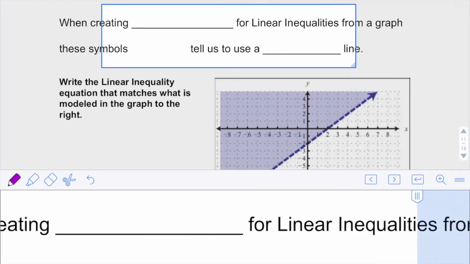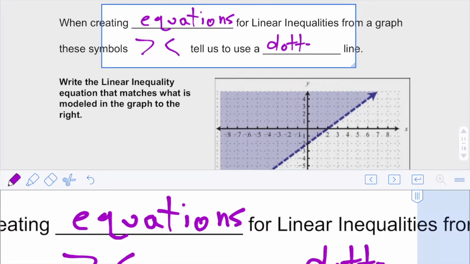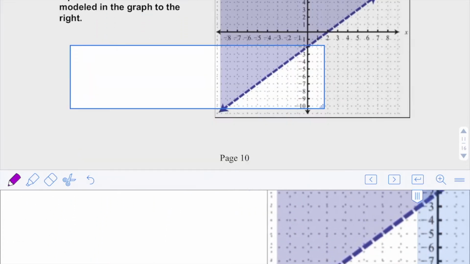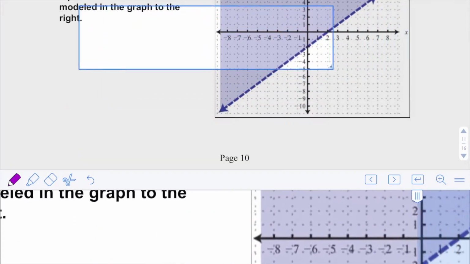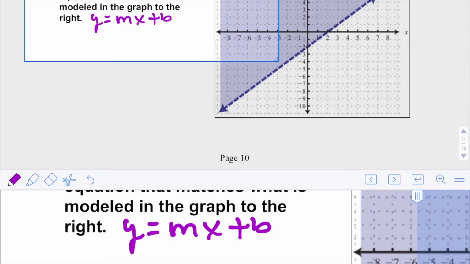Again, when creating equations for linear inequalities from a graph, these symbols tell us to use a dotted line. Okay, so let's come down here and look at the example. So here's my graph, and it's a dotted line for sure. And then remember, I want to use the form y equals mx plus b, but actually we're going to have an inequality symbol in here, right?